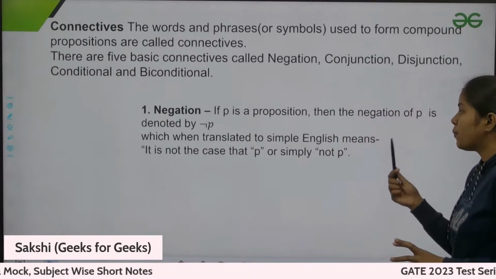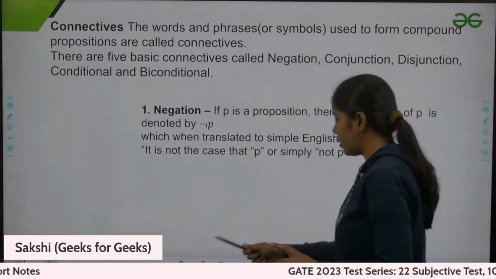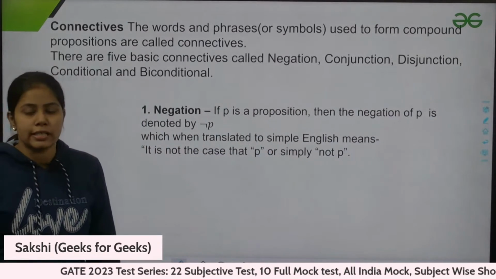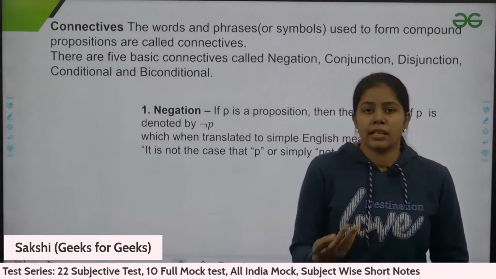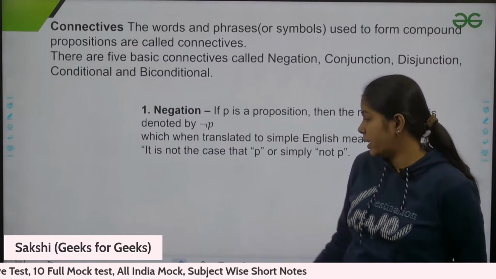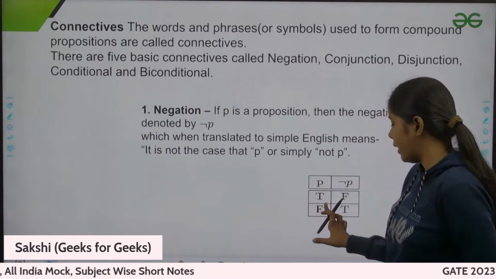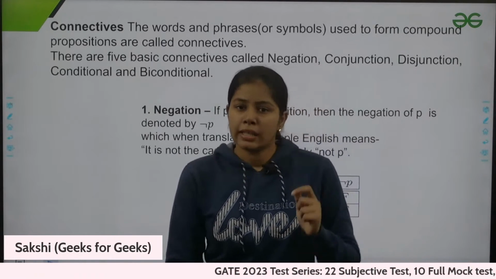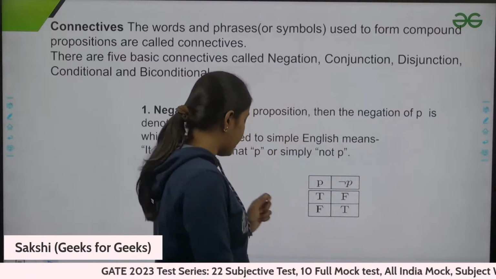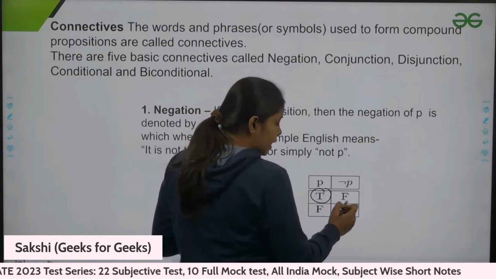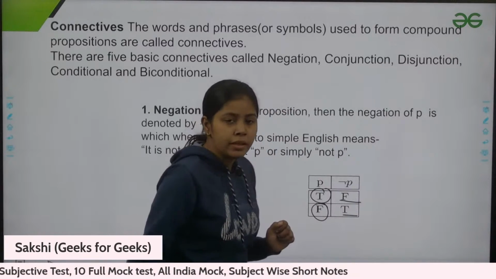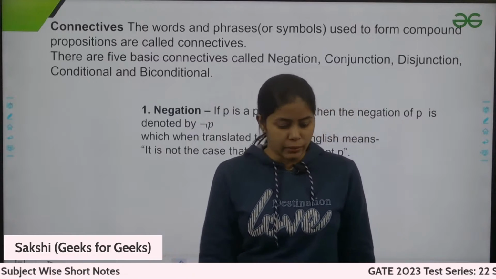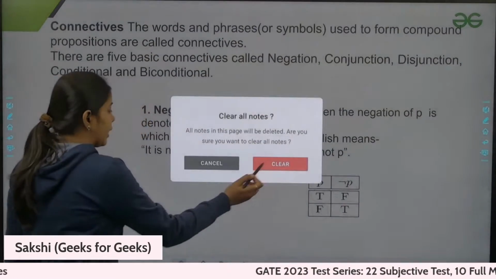What is negation? If P is a proposition, then the negation of P is denoted by ¬P, right? Translated to simple English, it means "it is not the case." Let's suppose I say 2 is an even number, then its negation will be 2 is not an even number, right? And what is a truth table? If I take all the cases in which it would be true or false, that is considered a truth table. So here I can see that if P is true, then ¬P will be false. If P is false, ¬P will be true. So the proposition's truth value gets converted into the opposite truth value. So that is our negation.